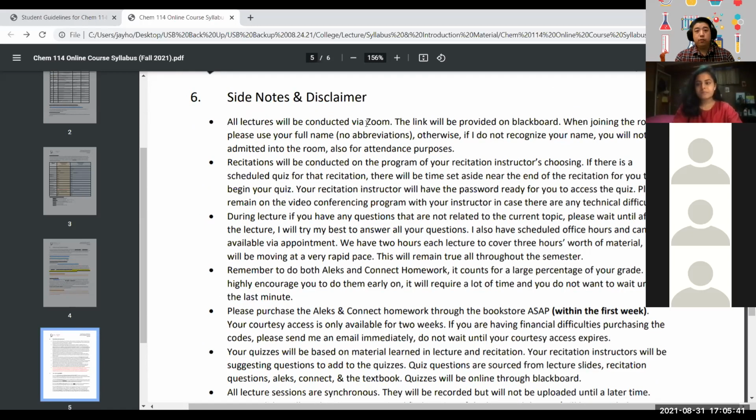Once again, use your full name when you're joining in. This way it saves as your full name. I've had students who joined maybe from their work account or something, and I see names that aren't their names, just something completely different. So I don't know who that is. I don't know how I can give them credit for attendance, things like that. So join with your name, okay?